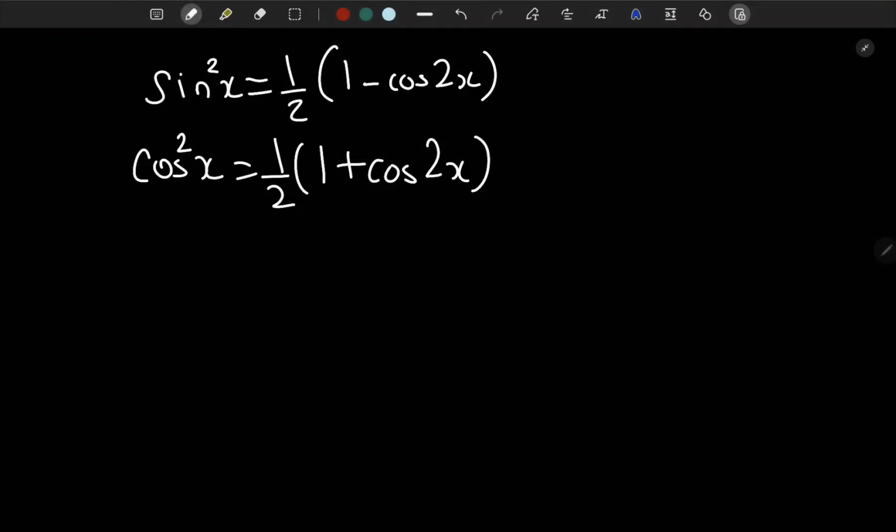So in this video we'll be integrating trigonometric functions using the power reducing formulas, which are stated here: sine squared x is equal to half into 1 minus cosine 2x, and cosine squared x is half brackets 1 plus cosine 2x. So these are the two formulas that you need to memorize and keep in your mind. Let's do some examples and this will be more clear to understand.